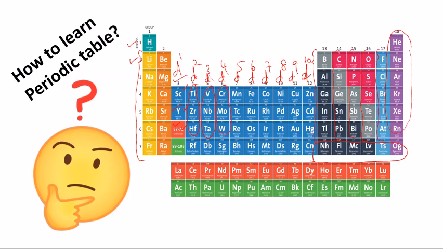D5 is manganese, technetium, rhenium. And D6 is iron, ruthenium, osmium. D7 is cobalt, rhodium, iridium. D8 is nickel, palladium, platinum. And D9 is copper, silver, gold. And D10 is zinc, cadmium and mercury. So we have 3D series, 4D series and 5D series. So we have to remember from top to bottom to correlate the properties.